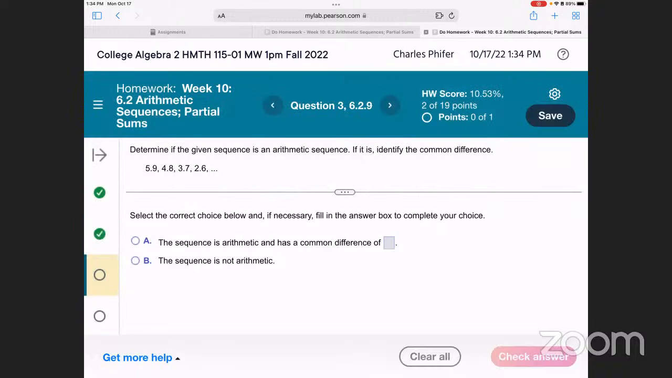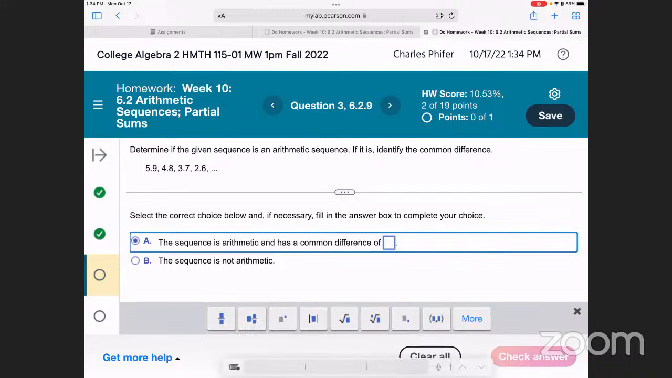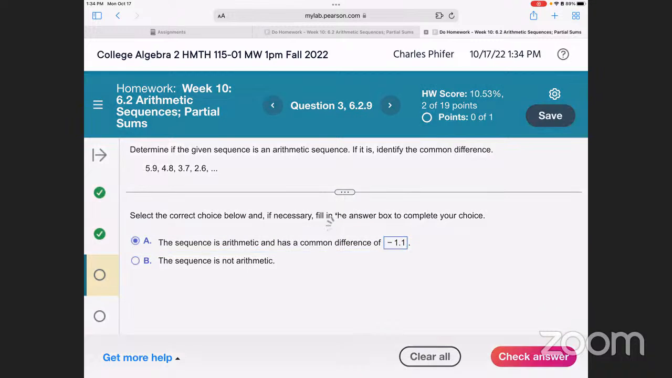Okay. Is this one arithmetic? Let me see. 0.9 plus 0.2 is 1.1. We're subtracting 1.1. So negative 1.1. We're basically adding negative 1.1 at each step.